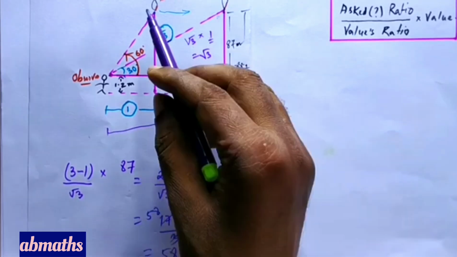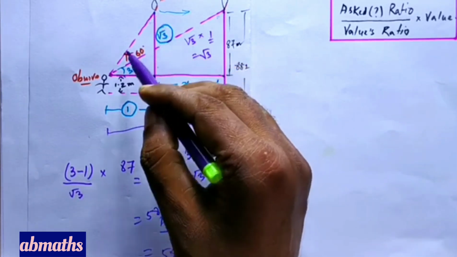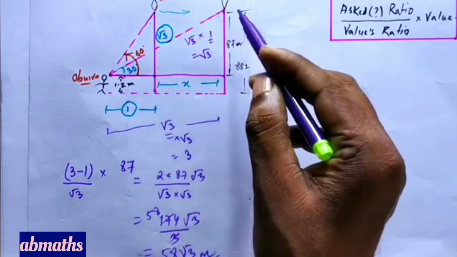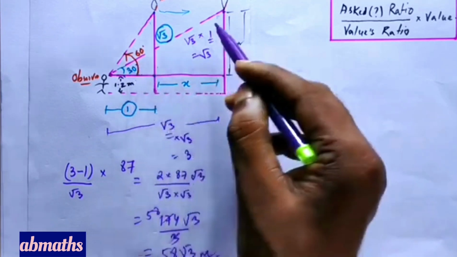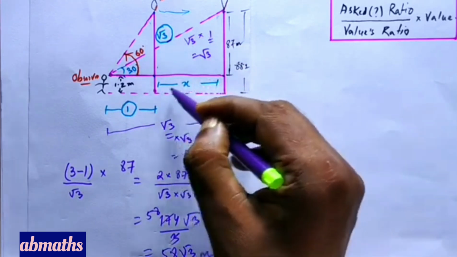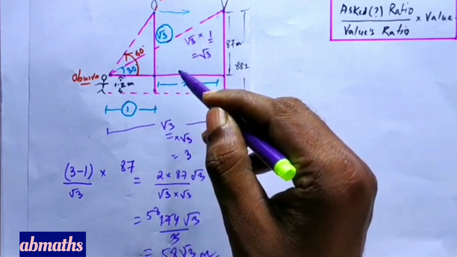Let's check it again. A girl is observing a balloon at any instant. So the angle of elevation of that balloon is 60 degree. After some time the balloon moves to this position. The angle of elevation becomes 30 degree. If the height of the balloon from the ground is 88.2 meter, we have to find out the distance traveled during that interval of time.